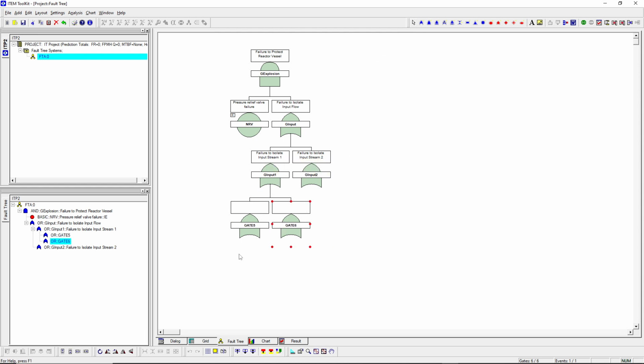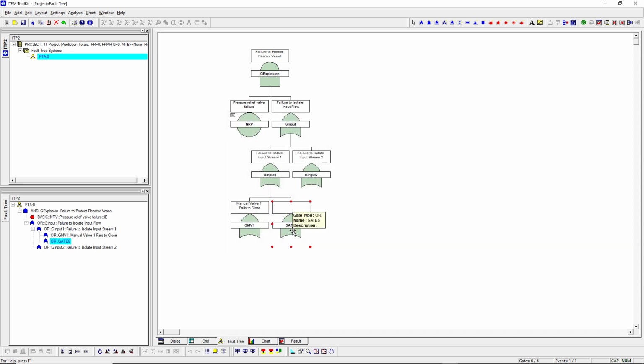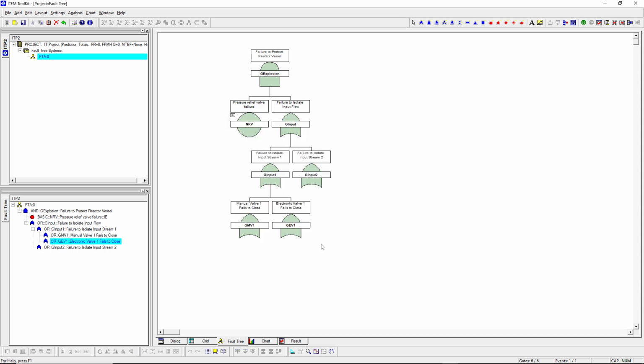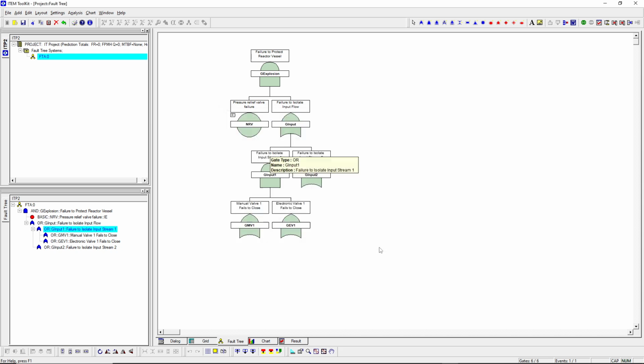Because these two valves are arranged in series along the physical pipe, closing either valve is sufficient to completely block the incoming flow. Therefore, for input stream 1 to continue flowing and fail to isolate, both valves must simultaneously fail to close. If even one valve functions correctly and shuts down, the stream is safely isolated. Because both failure conditions must occur together to propagate the fault upward, the logical relationship here is an AND gate.